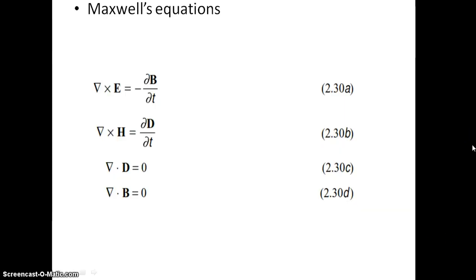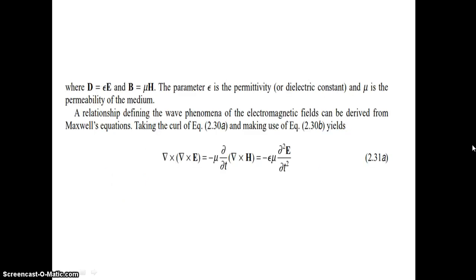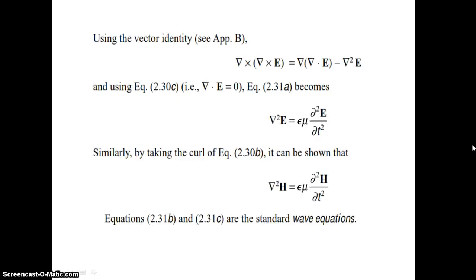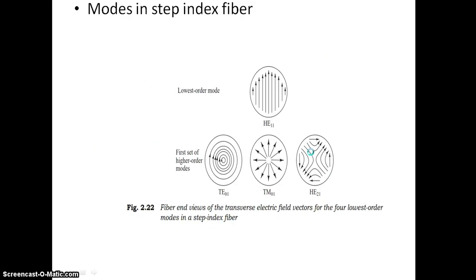And the Maxwell's equations are del cross E equal to minus dB by dt, del cross H equal to dD by dt, del dot D equal to 0 and del dot B equal to 0, where D equal to epsilon E and B equal to mu H. And the wave equations are del square E equal to epsilon mu d square E by dt square, and del square H equal to epsilon mu d square H by dt square. These two are called the fundamental wave equations.